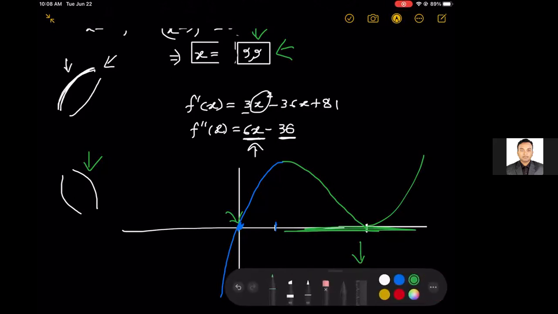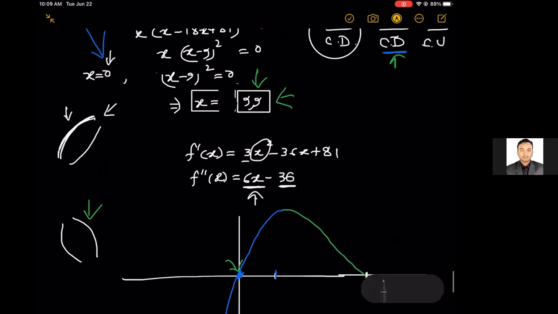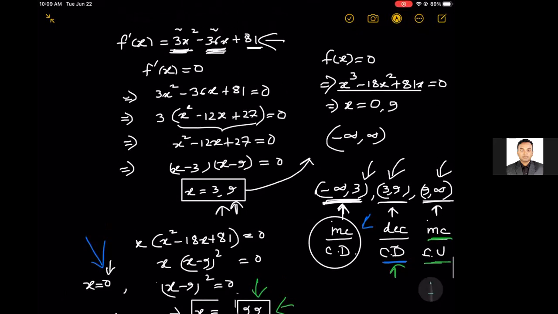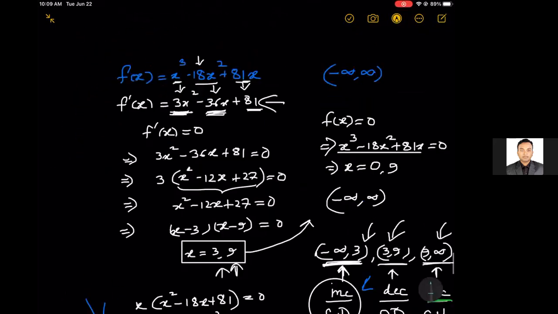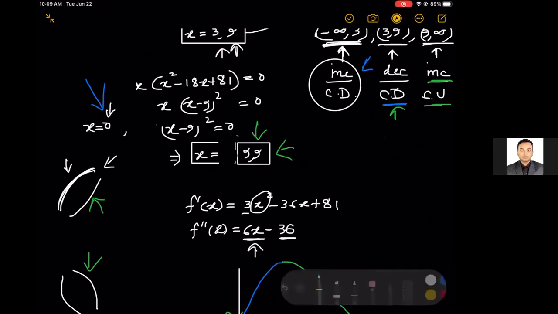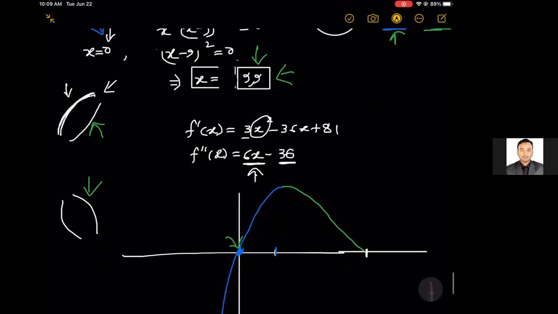Okay. Now let's see what's happening for the last interval. So we have increasing and concave up. That means it will look like this, right? This one was for concave up. So our function will look like this. That's it. That's your graph.